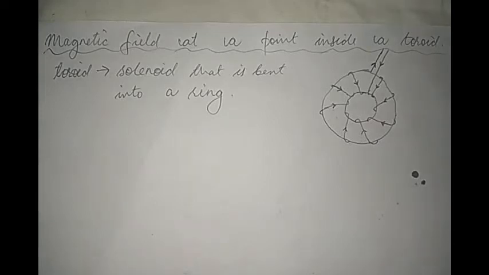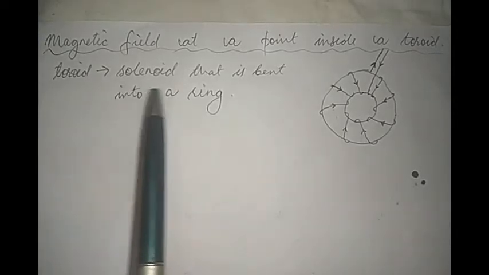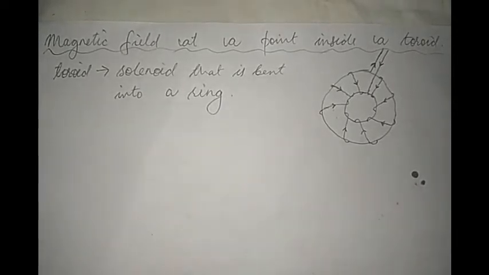In this video, we are going to look at another application of Ampere's circuital law, which is to calculate magnetic field inside a toroid. Now, what is a toroid? You already know what a solenoid is. A solenoid is a cylindrical coil of wire. Now, when we bend this cylindrical coil of wire, what we are going to get is a round-shaped solenoid like this. This round-shaped solenoid is what is called a toroid. So, do remember, a toroid is nothing but a solenoid which is bent into a ring.